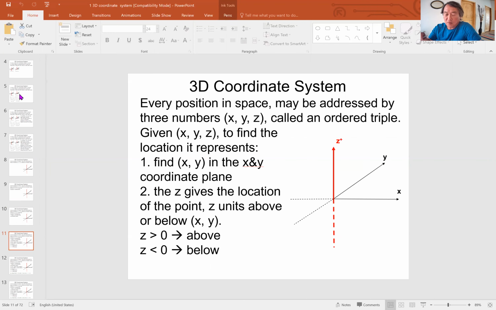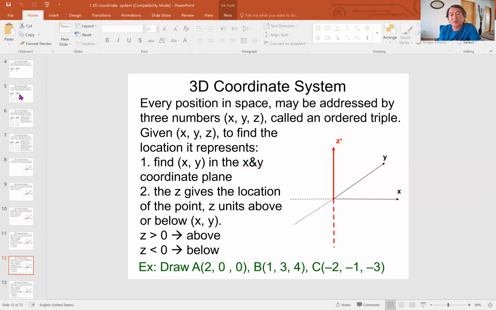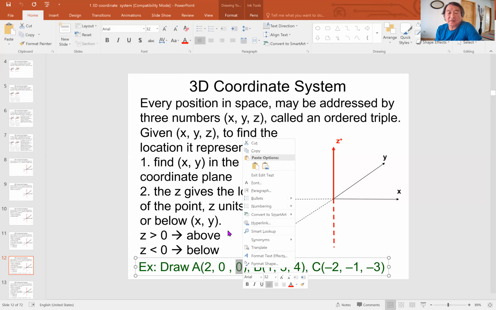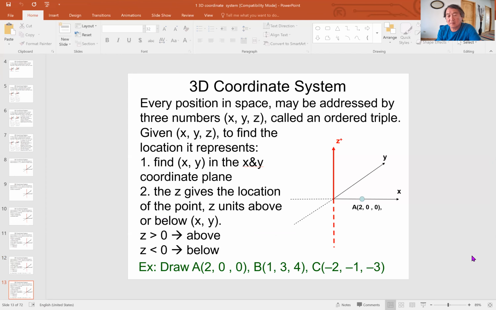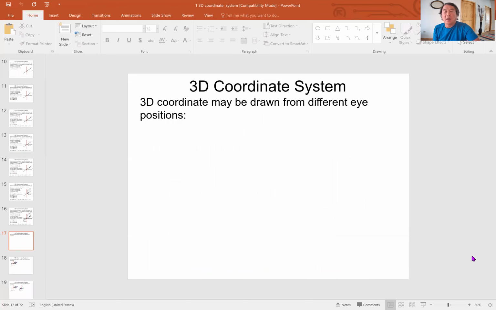Here's how we locate and plot points in 3-dimensional systems. One way to do this is to first plot the point leaving the z out of the picture. For instance, point A (2, 0, 0) is right on the x-axis. And for point B, I plot (1, 3, 0) first. That's roughly there. And then I plot the z. Okay, and then you can take a look at those points.